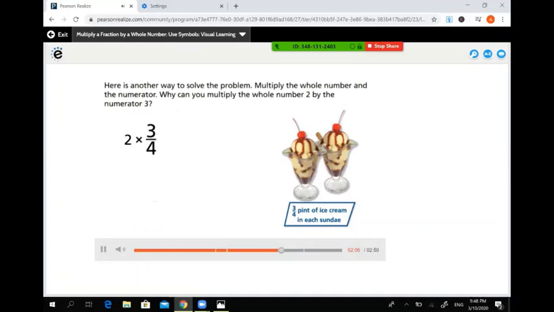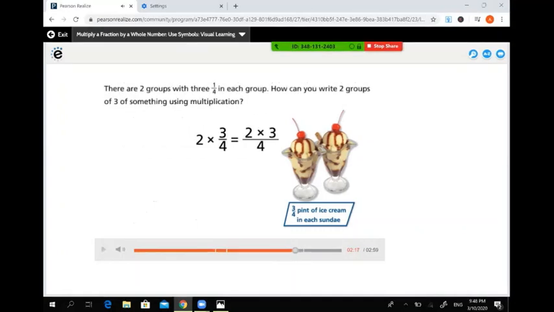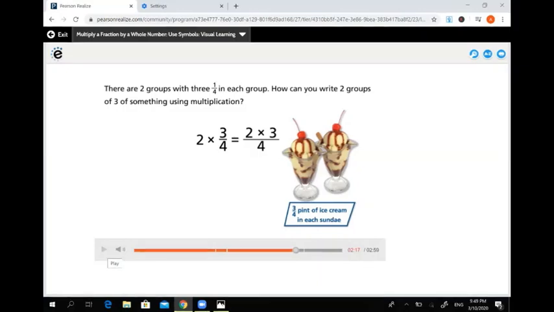Here is another way to solve the problem. Multiply the whole number and the numerator. Why can you multiply the whole number 2 by the numerator 3? This is the second way, other than the associative property. So 2 times 3/4, we will multiply the whole number by the numerator only. The denominator will be the same, which is the 4. So 2 times 3 gives me 6, 6/4.